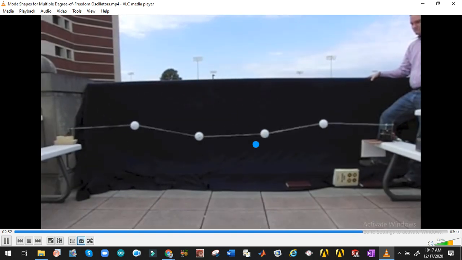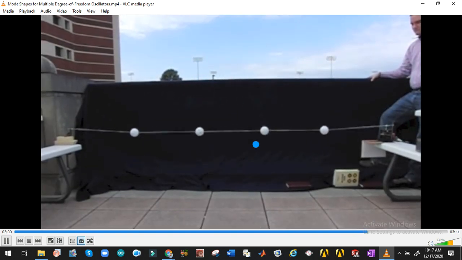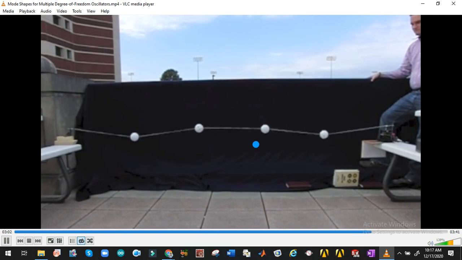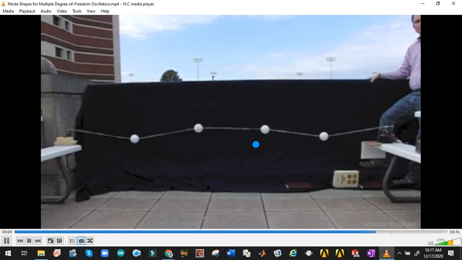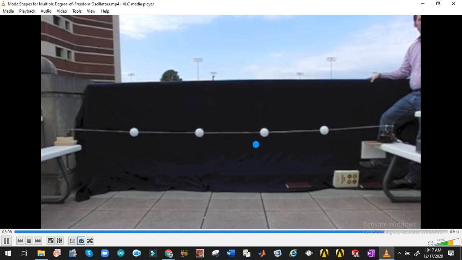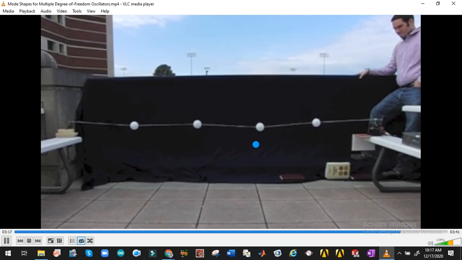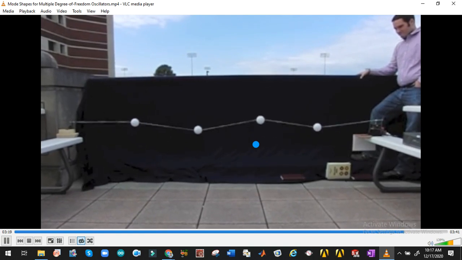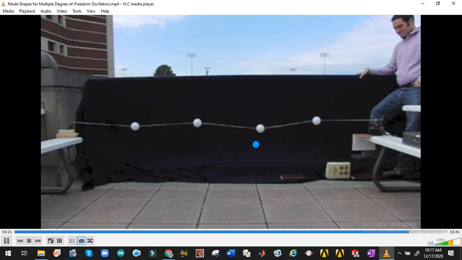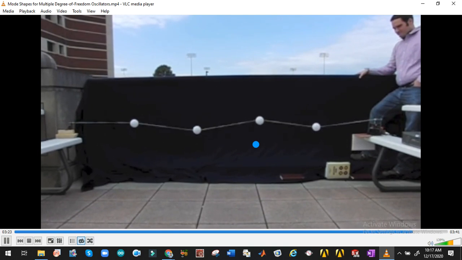In the third mode shape, the inner two masses move in the same direction at the same time, and the outer two masses move in the same direction at the same time, but opposite the inner pair. In the fourth mode shape, every other mass oscillates in a different direction. There are 3 nodes, one between every pair of masses.